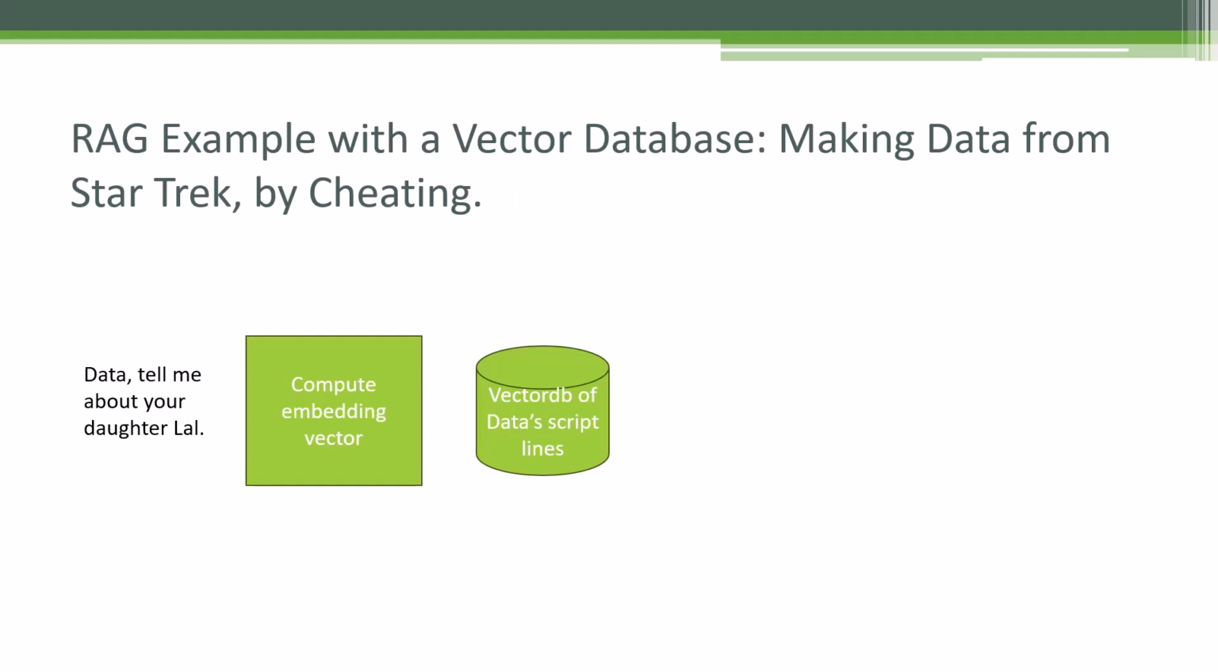But when we do that vector search for our query, "Data, tell me about your daughter Lal," it's going to give me back the top however many similar lines I want to see, right? Maybe it's the top 10, whatever it is. That will give me back the most similar dialogue lines that talk about Data's daughter Lal. And how you make that relevance work, again, is key to the performance of a RAG system.